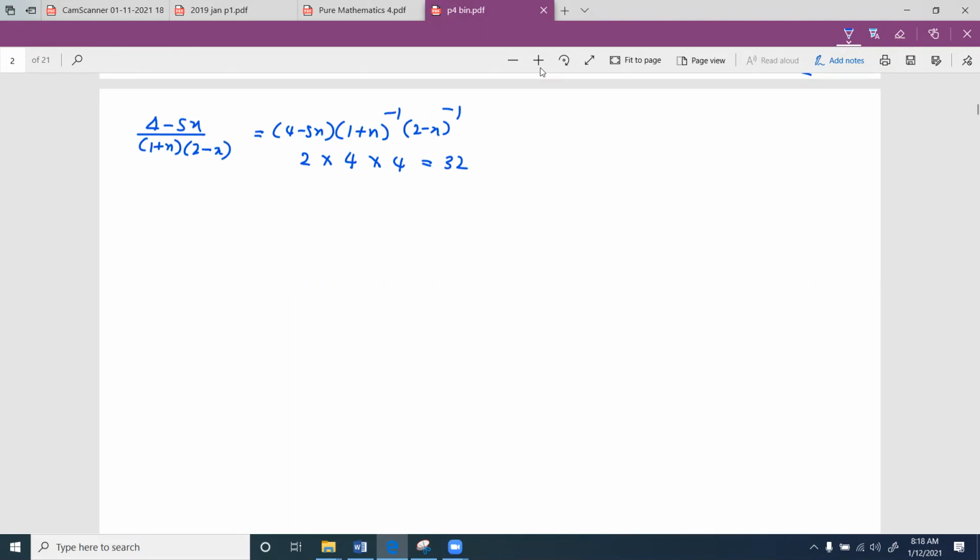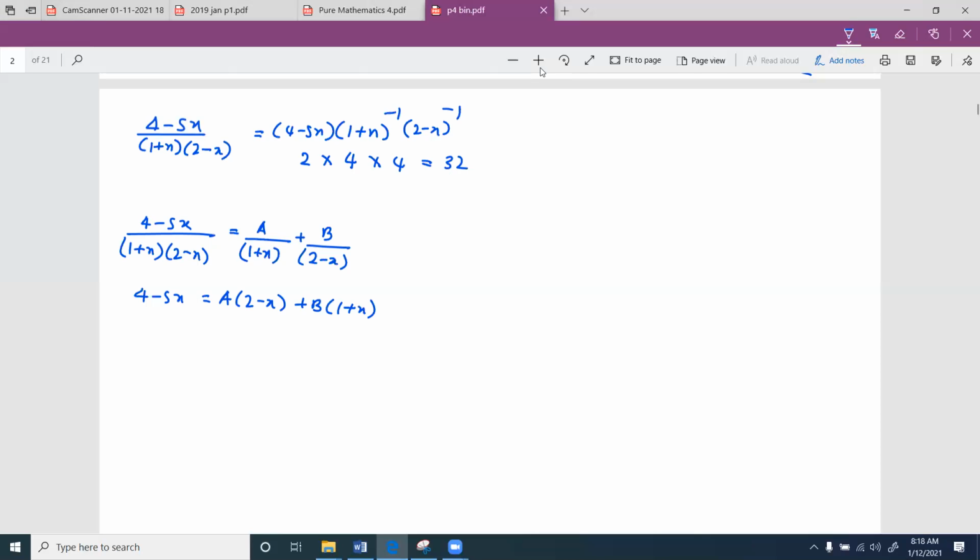So just like this, initially I'll get into partial fractions. (4 minus 5x) over (1 plus x)(2 minus x) equals A over (1 plus x) plus B over (2 minus x). I think you know how to do this, so I'm not going to explain it again. If you have any doubts, just go to the partial fractions videos and watch them, and if you feel that is also hard, you can contact me. So A times (2 minus x) plus B times (1 plus x).